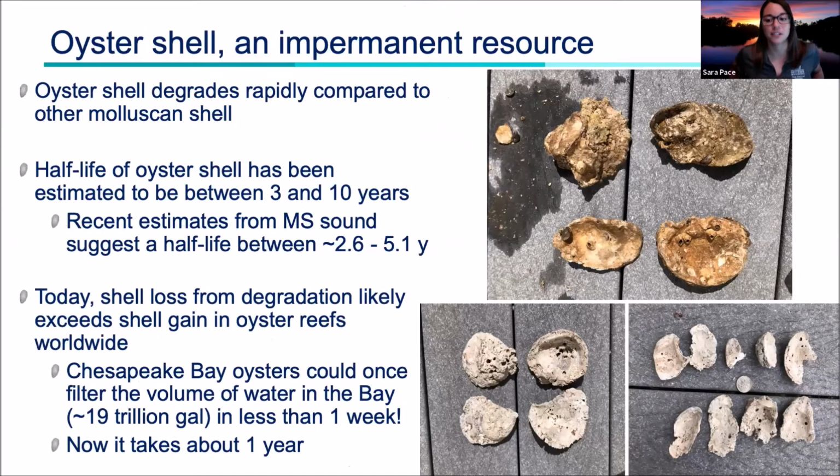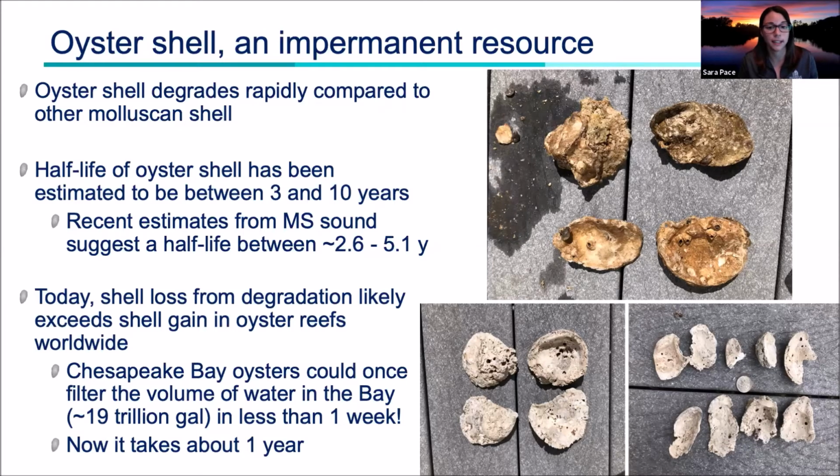Adding further complexity to the recruitment situation, oyster shell is not a permanent resource. Taphonomic processes such as bioerosion, abrasion, fragmentation, and chemical dissolution all act on the shell surfaces, and oyster shells degrade pretty rapidly compared to other types of molluscan shell. The half-life of oyster shell has been estimated to be between 3 and 10 years, and some of our recent work has suggested that in the Mississippi Sound, the half-life could be anywhere between about 2.6 to 5.1 years.